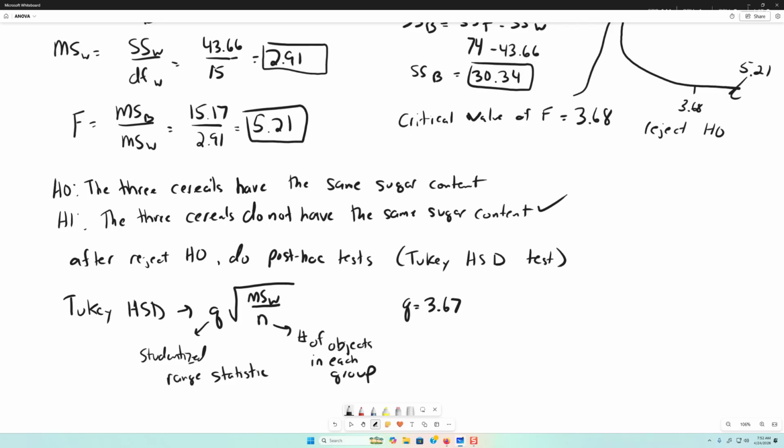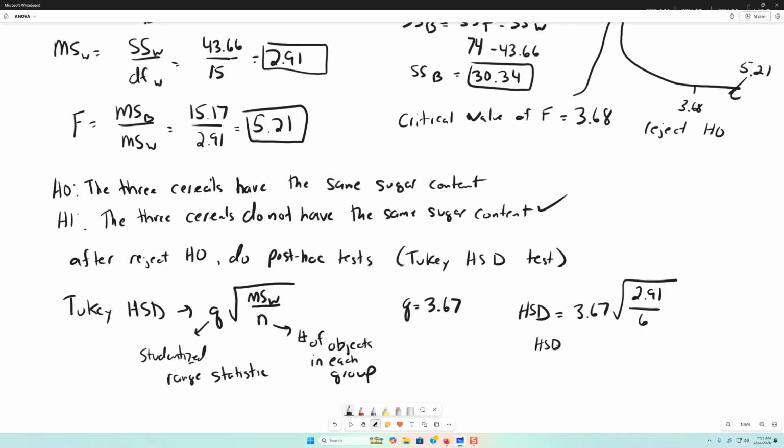What does that mean? It's just a number used to calculate. What we're doing here is calculating the minimal distance between two groups for you to say that they are statistically different at the 0.05 level. So this is going to give us the minimum distance between means that would make those means statistically different from each other. So the HSD distance is 3.67 times the square root of 2.91 over n, which in this case was 6.